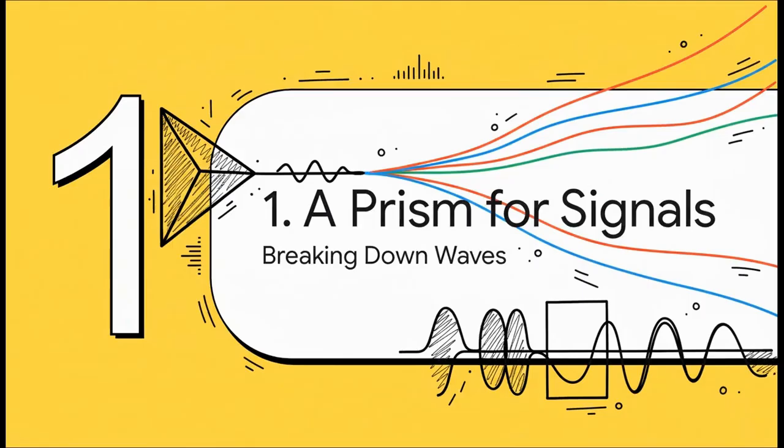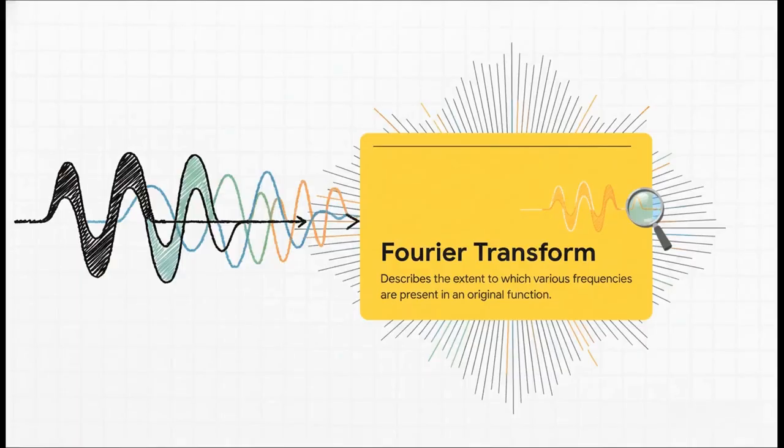Okay, so let's get into this. What does it actually mean to have a prism for signals? What is this thing really doing? Well, here's the core of it. The Fourier Transform is a way of taking any complicated signal, and I mean any signal, like the sound of my voice, a radio wave, even the data that makes up a digital picture, and it breaks it down into a list of simple, pure frequencies.